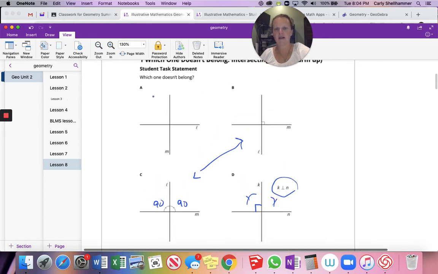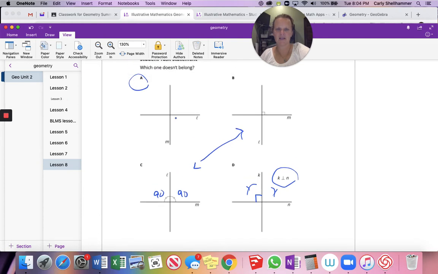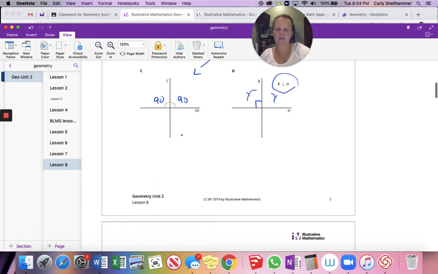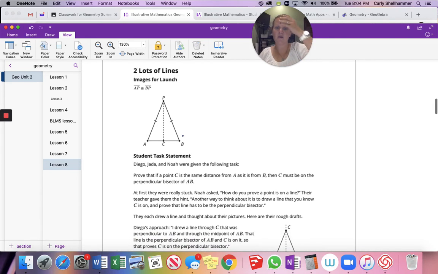So really, A doesn't belong, right? Because they're just two lines that intersect. We don't know anything about these angles. We might say, but they look perpendicular, but in geometry you can never prove something through looking at it, okay? All right, moving on.